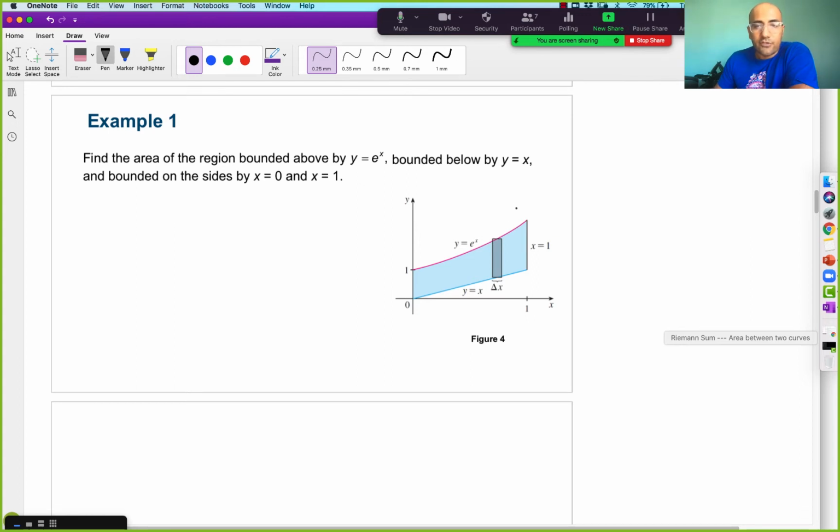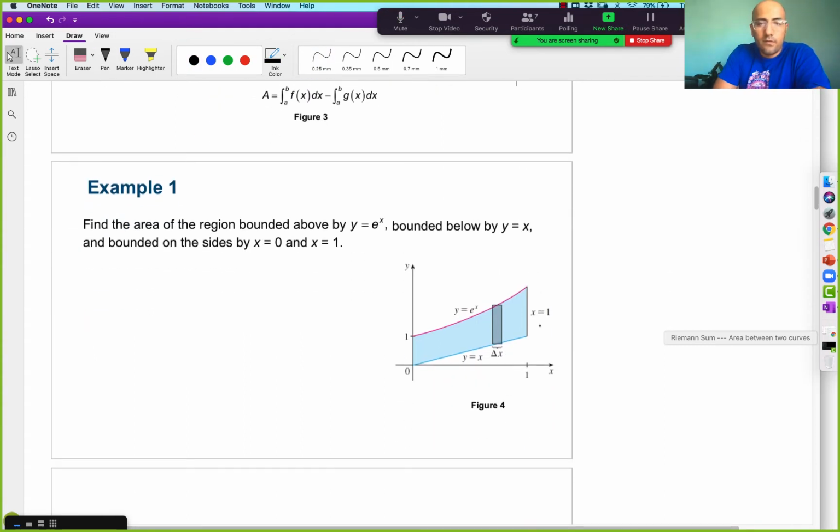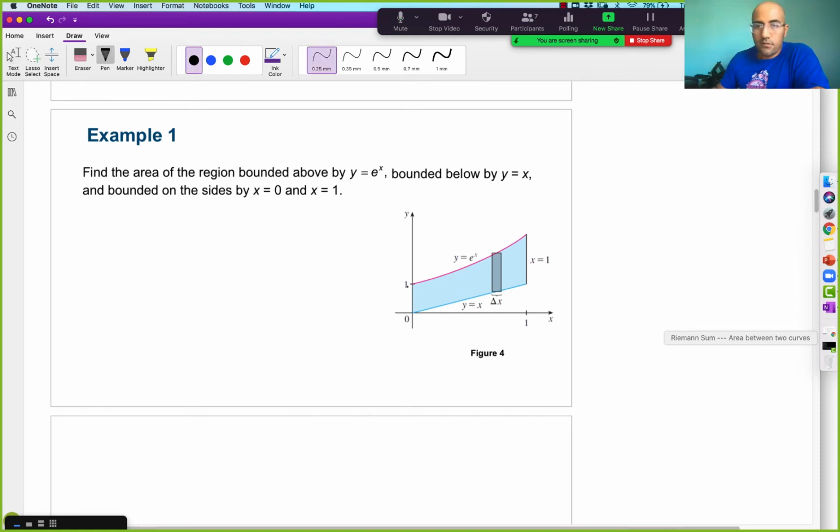Okay, so we've established this function. This is kind of like our f of x function, right? So this red one is kind of like our f of x function, and then this blue one down here is kind of like our g of x function. So we know that the height of one of these rectangles, that height function, is going to be equal to f of x minus g of x. So for us, it's just going to be equal to e to the x power minus x as that height.